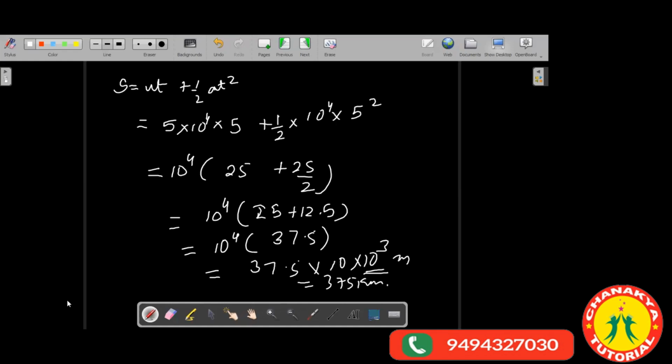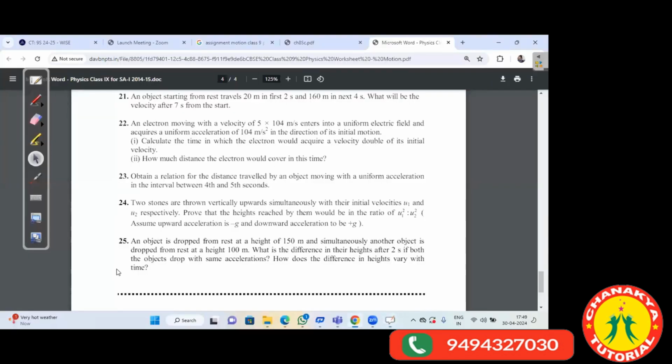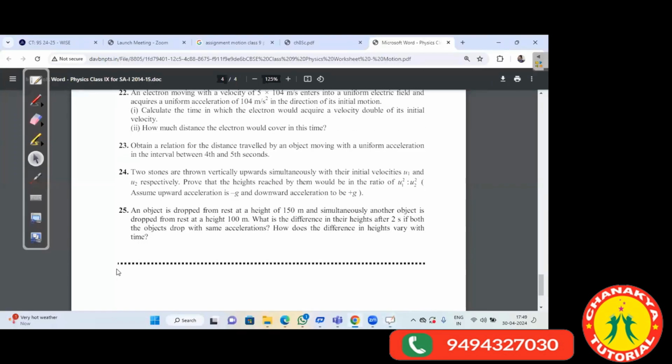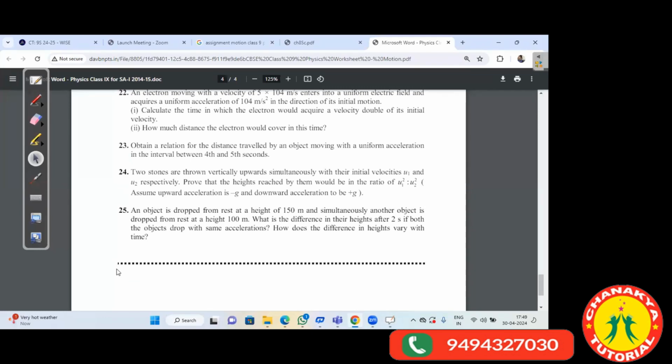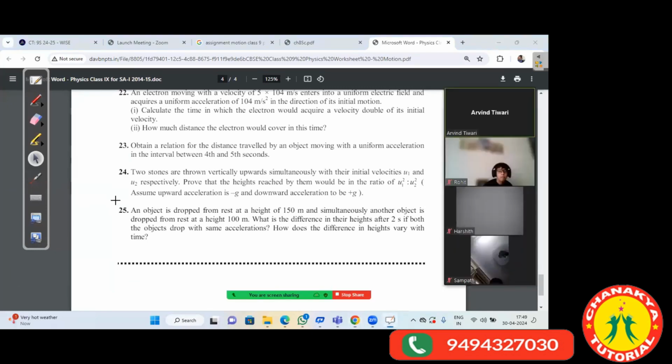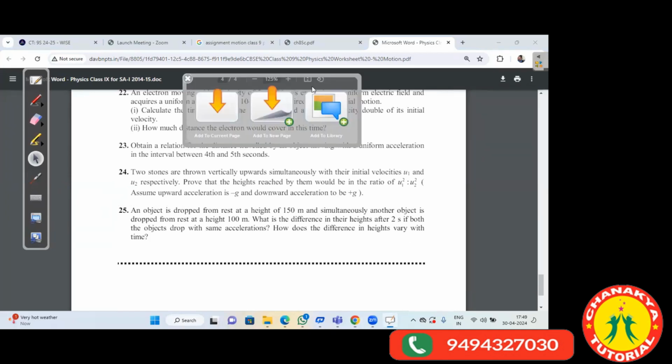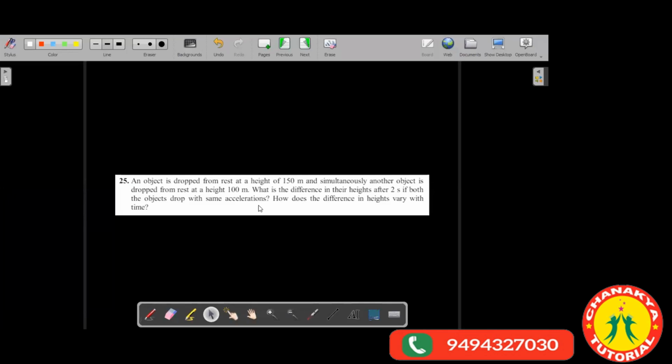So I don't think you people have any doubts from this question. So question number 25 is your homework assignment. This will be added in the assignment also, or you can take a screenshot of this question right now. I'm adding it in the PDF. You can take a direct screenshot and attempt this question as homework. So here is the question.